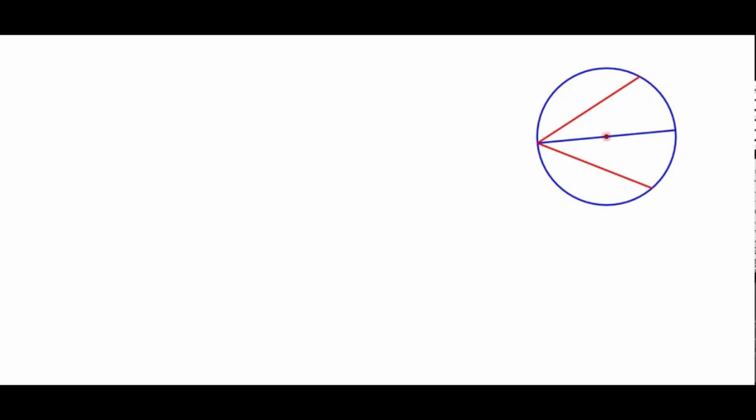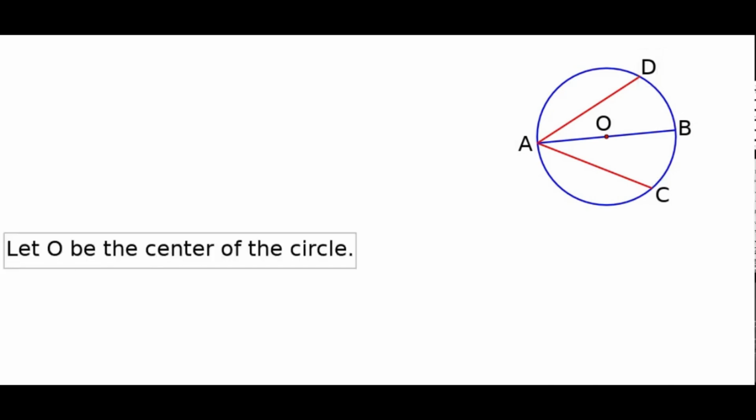Now let that point be O. O is the center of the circle. Okay, let us name the diameter by AB and the chords by AC and AD like that. Now let O be the center. Let us join OC and OD.